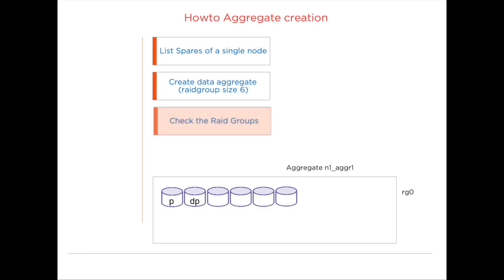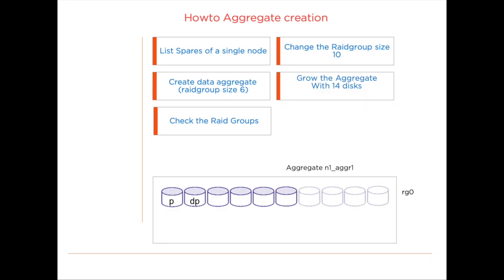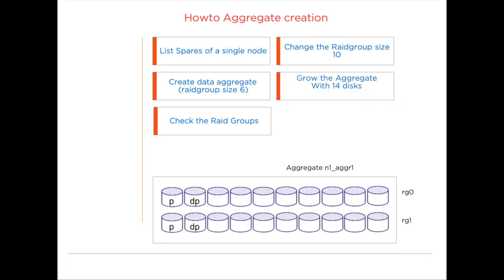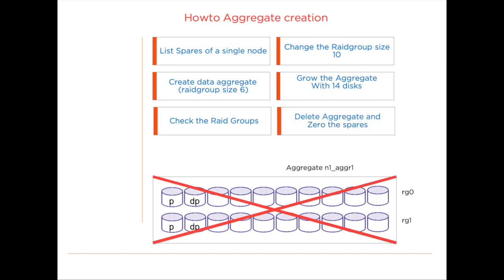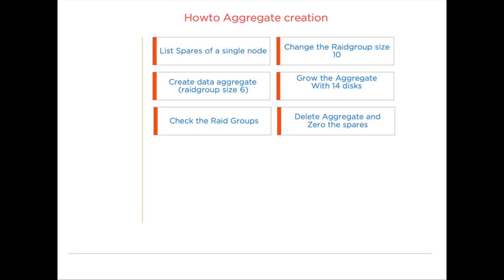We check the RAID group that's created and then change the maximum RAID group size to 10. After that we will grow the aggregate with another 14 disks, and this will fill out the first RAID group from 6 to 10, and then use the remaining 10 drives for a new RAID group. After that we will offline and delete the aggregate and zero all of the unzeroed spare disks.